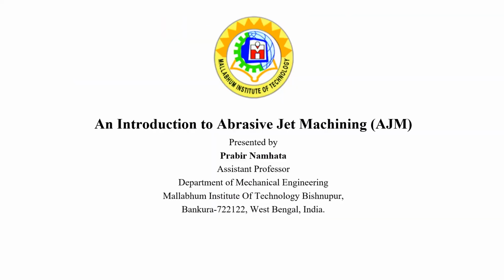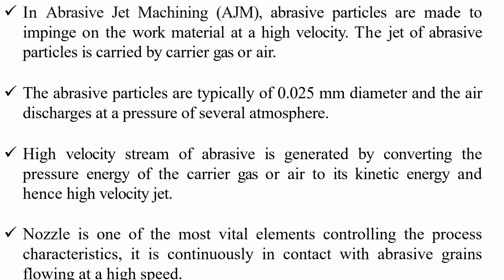Here I give you an introduction to abrasive jet machining. In abrasive jet machining, abrasive particles are made to impinge on the work material at a high velocity. The jet of abrasive particles is carried by carrier gas or air. The abrasive particles are typically of 0.025 mm diameter, and the air is discharged at a pressure of several atmospheres.